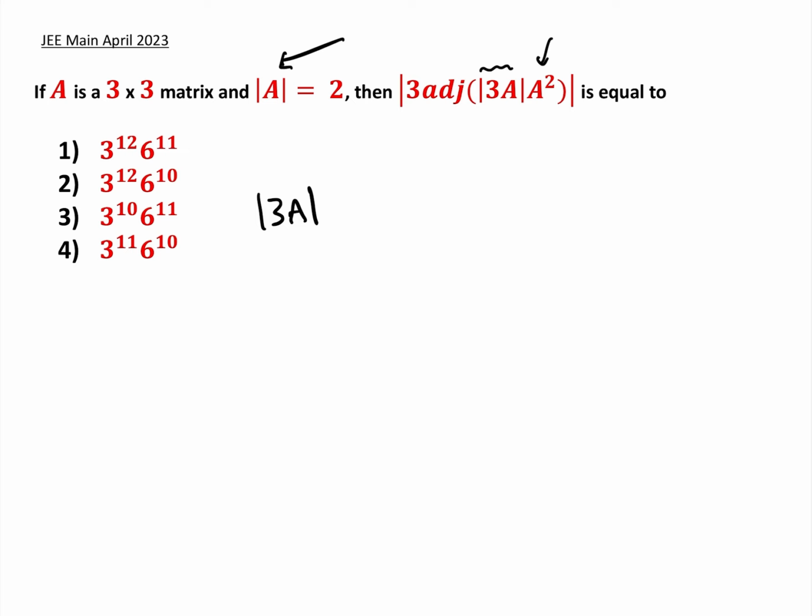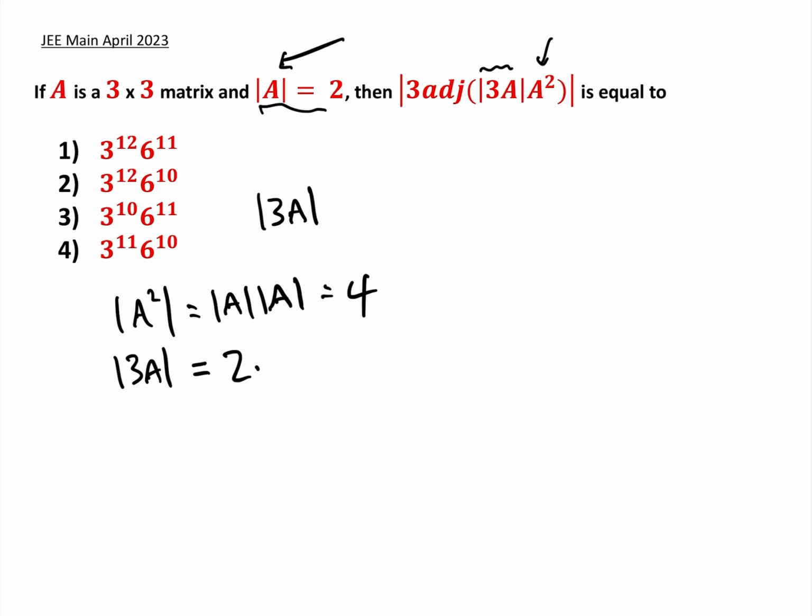But let's start from the inside anyway. Okay, so we need that the determinant of A squared, well, is the determinant of A times the determinant of A, which we know is 4, okay, because we know the determinant of A is 2, so that's so far so easy. And what we have to do now is find out the determinant of 3A. Well, the determinant of 3A is equal to 2 times 3 cubed. That is rule number 1.